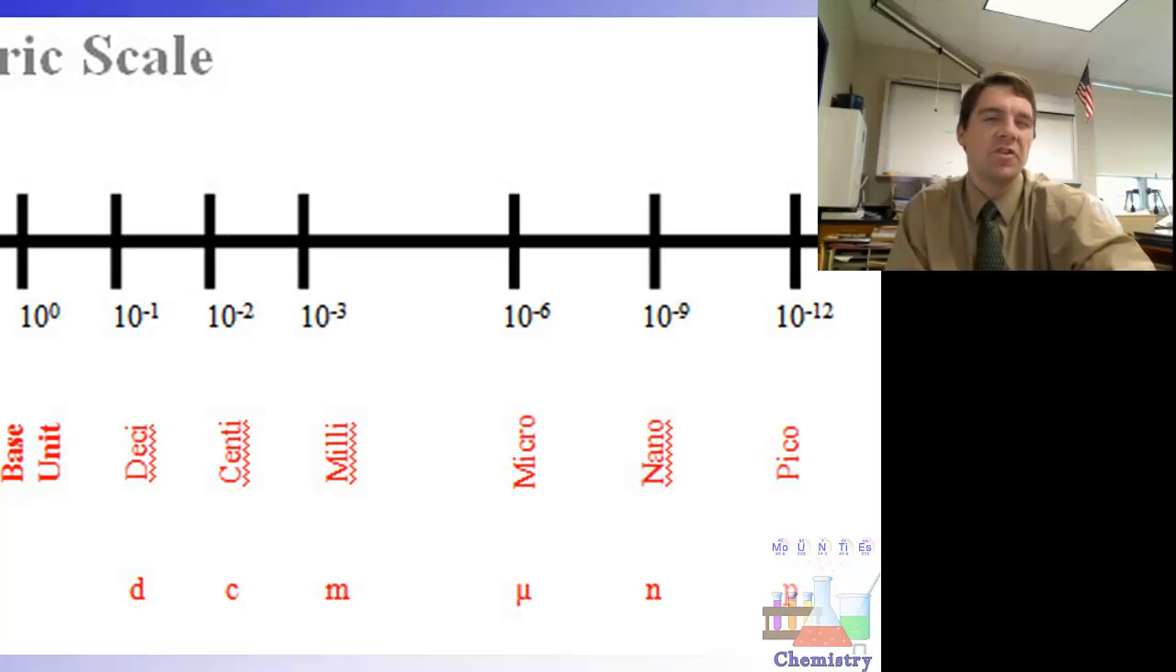In terms of which direction do you go, you can use the number line to help you with that as well. But you can also remember that when you convert from a large unit to a smaller unit, you're going to move your decimal point to the right. When you're converting from a smaller unit to a larger unit, you're going to move your decimal point to the left.